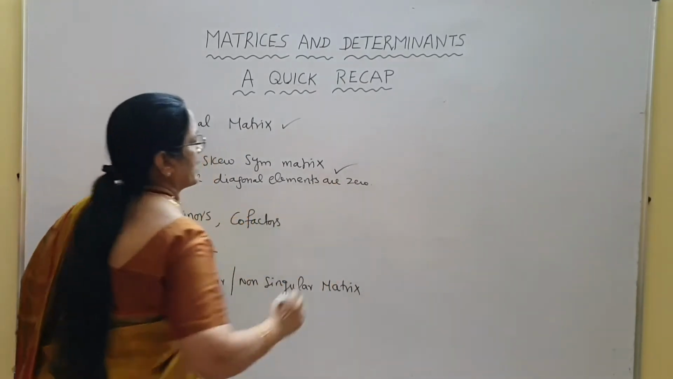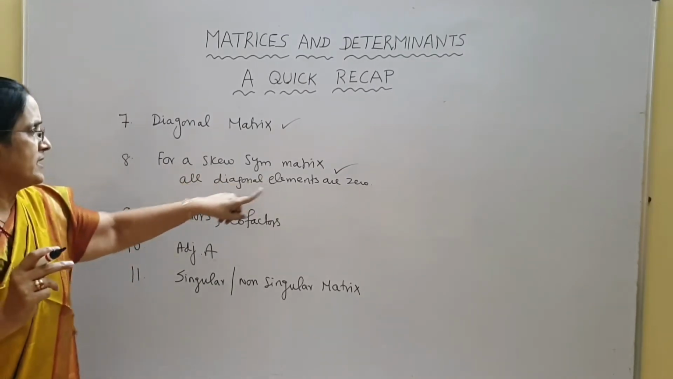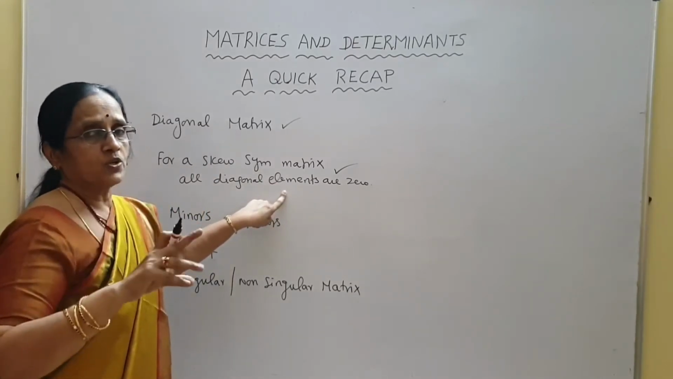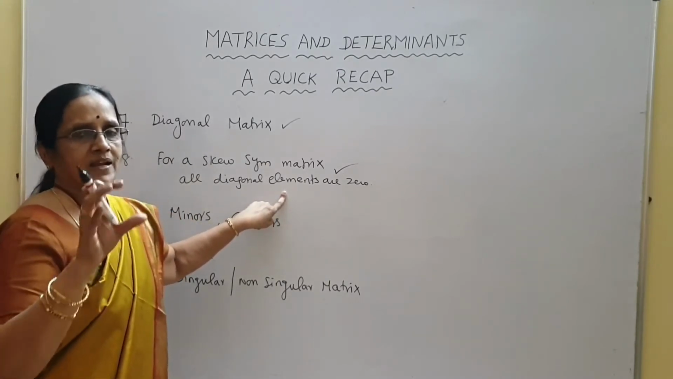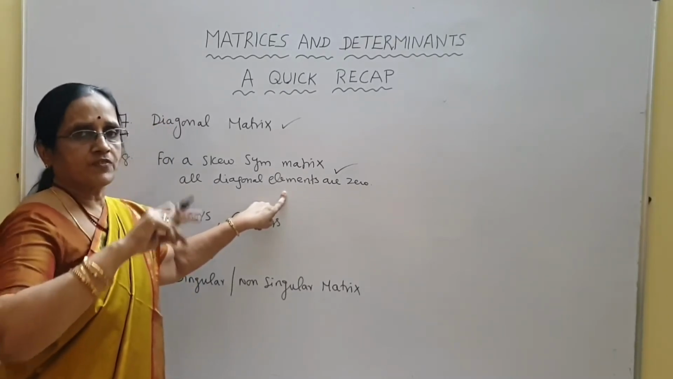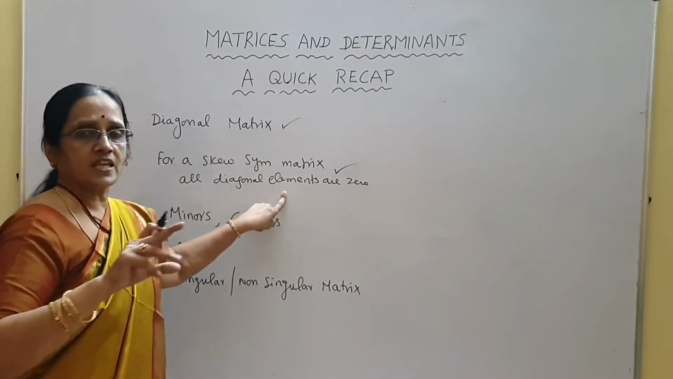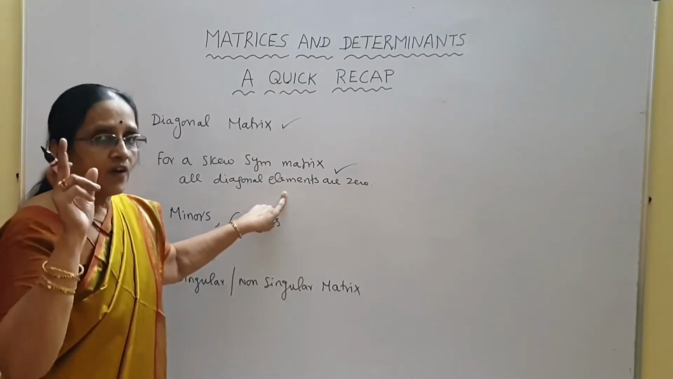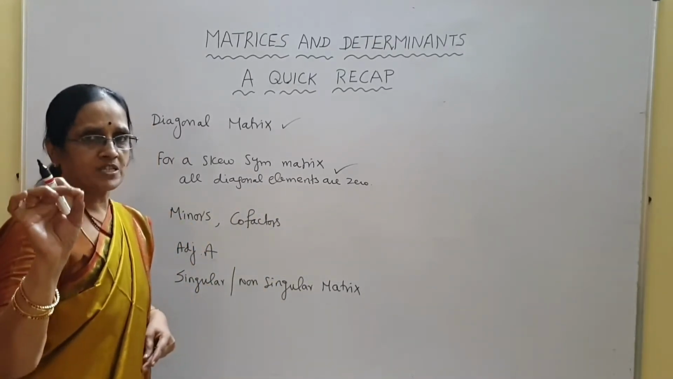This point should be kept in mind because questions may be asked for 1 mark. For a skew symmetric matrix, all diagonal elements are 0. Already I told you what is symmetric matrix and what is skew symmetric matrix. Symmetric matrix is nothing but if the transpose of the matrix is equal to the matrix itself. That is, if A transpose is equal to A, then it is symmetric matrix. Whereas, if A transpose is equal to negative of the matrix A, then it is skew symmetric matrix. For a skew symmetric matrix, all the diagonal elements are 0. That point should be kept in mind.